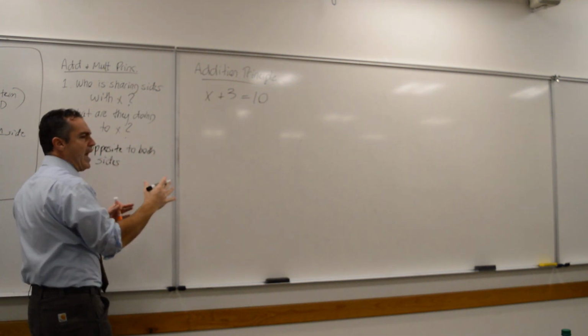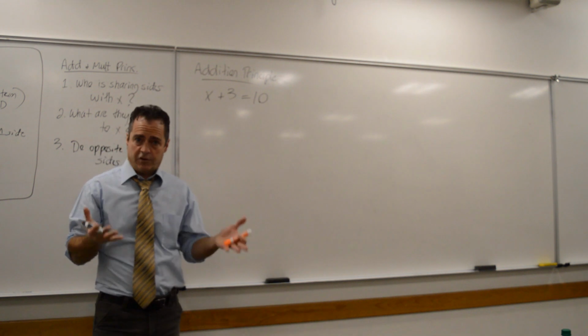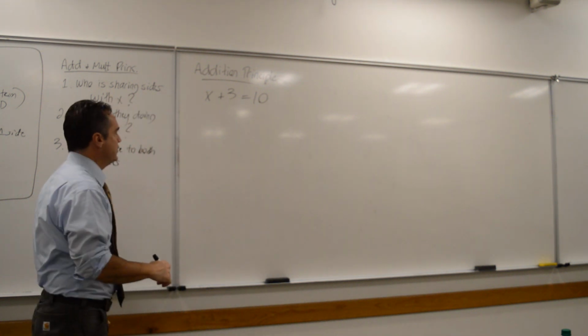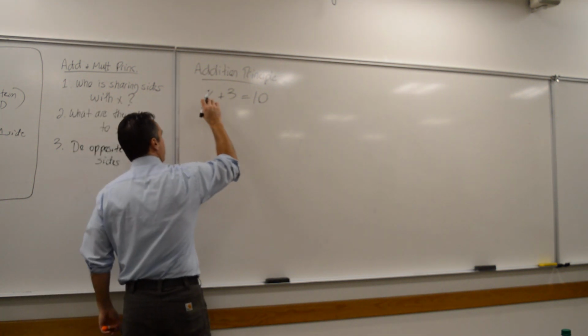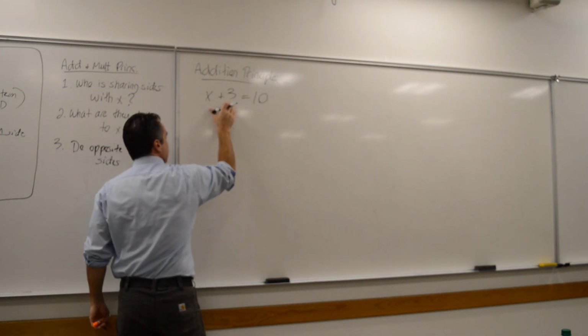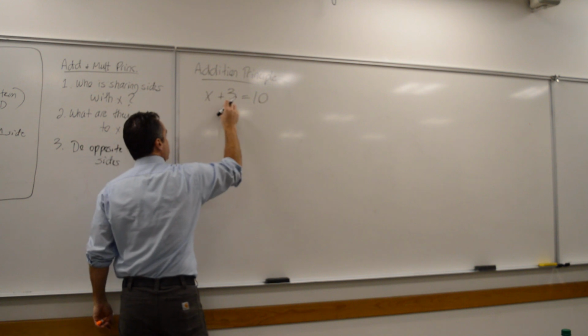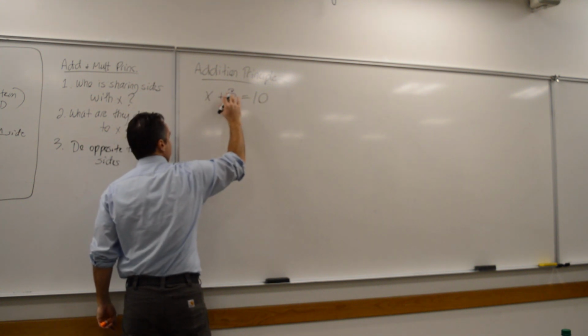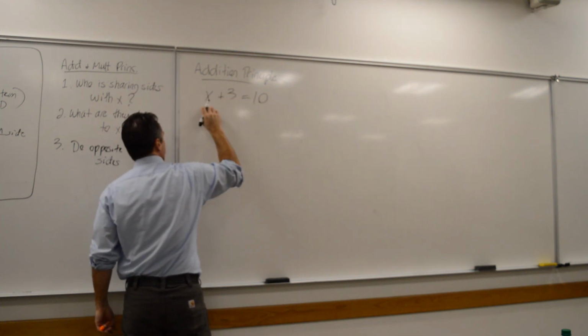And this brings us back to our balance rule. Whatever we do to one side, we got to do the same thing to the other. So we look at this. Remember, the goal of solving was to get x alone. Is x alone right now? It's not. 3 is sharing sides with it. I got to get rid of that 3 in order to solve for the variable.